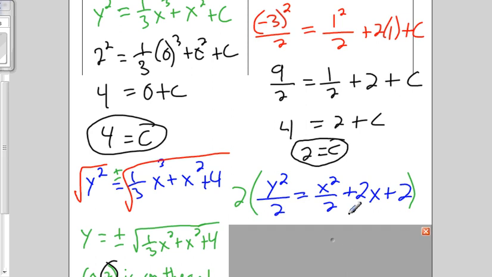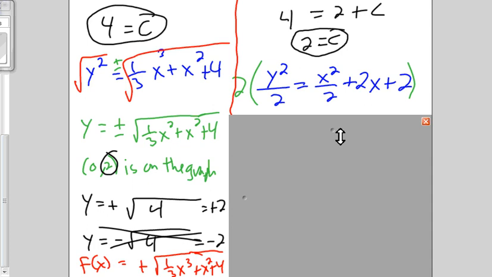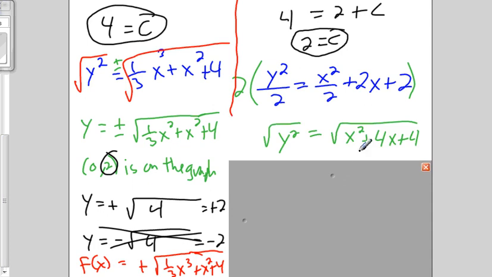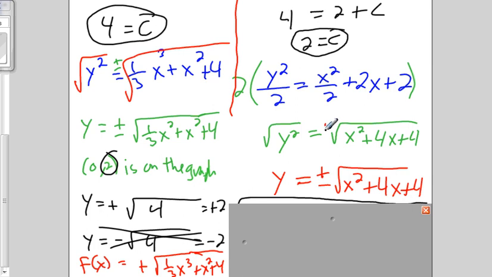So now there's my c. I start this by eliminating the fraction that I had. So we do that by multiplying everything by 2. So now I have y squared equals x squared plus 4x plus 4. Take the square root of both sides. I probably should put plus minus up there.